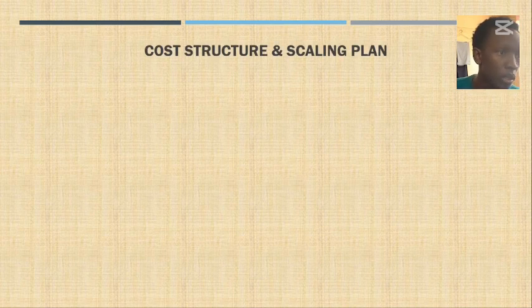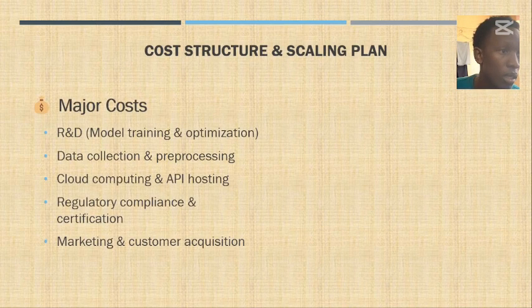Going to the cost structure and scale planning, the major costs are in R&D, for example model training and optimization, and data collection and pre-processing. Among the costs there will also be cloud computing and API hosting, regulatory compliance and certification, and lastly marketing and customer acquisition.